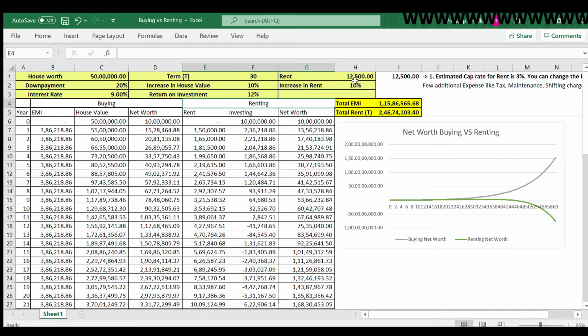This rent is auto-populated, though you have the option to change it. This rent is nothing but a calculation based on a cap rate of around 3%. What cap rate means is that if you want to live in a house worth 50 lakh rupees, then the estimated annual rent of this house will be around 3% of the house value. That is 50 lakhs into 3%, which is 1.5 lakh rupees per annum. When you divide it by 12 months, you will get 12,500, but you still have the liberty to change it. This will vary depending on various assumptions.